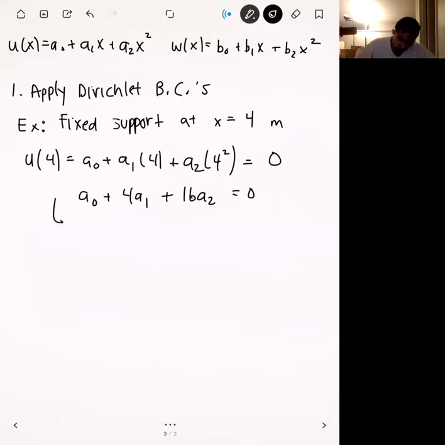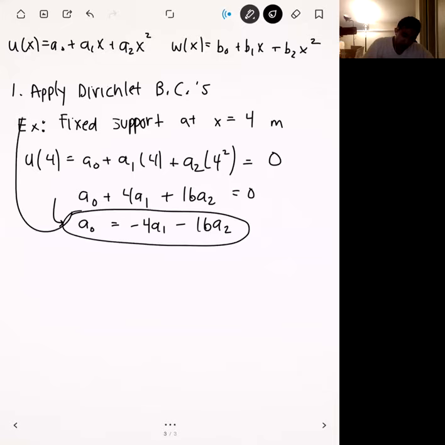And then from this, we can solve for a0 very easily. We can say that a0 is equal to minus 4a1 minus 16a2. Now that we have this expression for a0, we can take this and plug it back into our equation up there. Therefore, we can eliminate a0 from the equation.